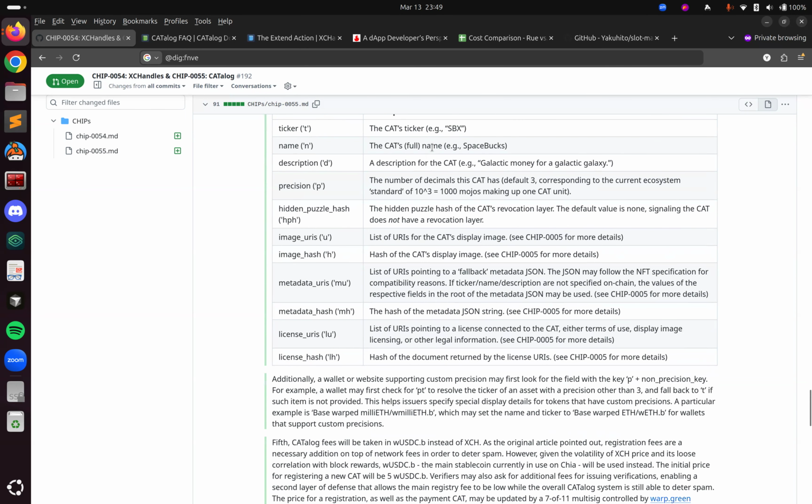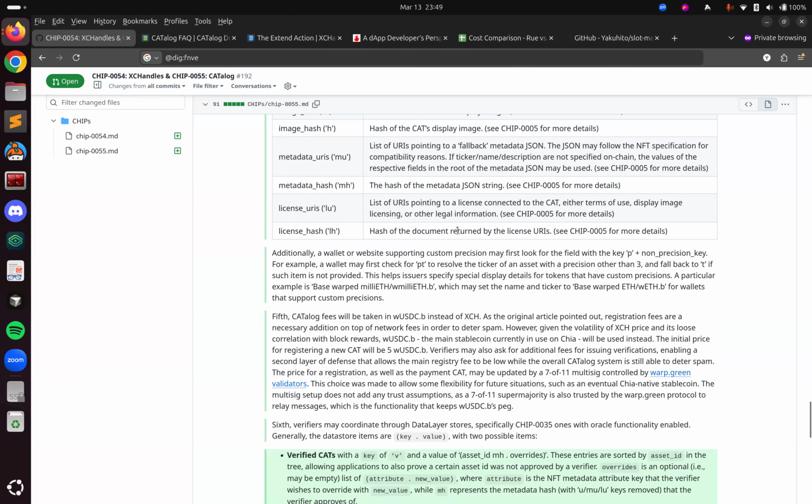So the NFT that describes a cat will probably contain its ticker, and you have this SBX for Spacebox. You have the full name. You have a description. You essentially have data for the interfaces that list the cat. Most will just use the name and an image. If you want the description, it's still there. You can use it if you want.